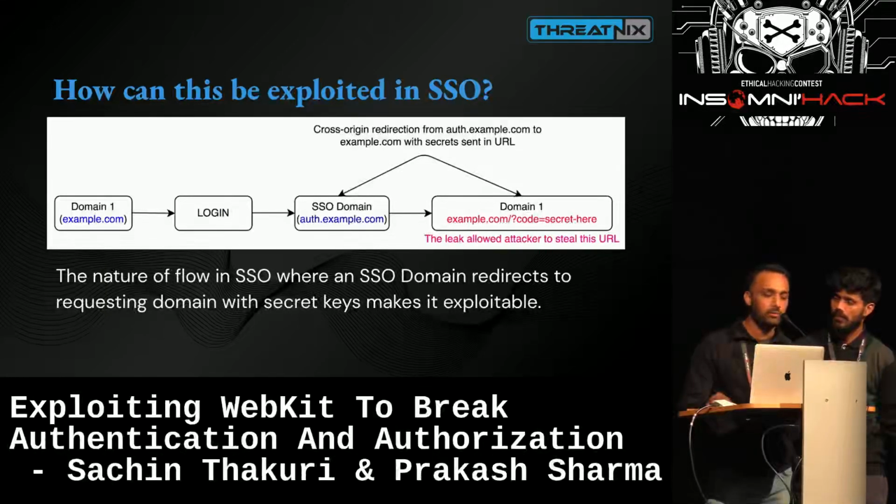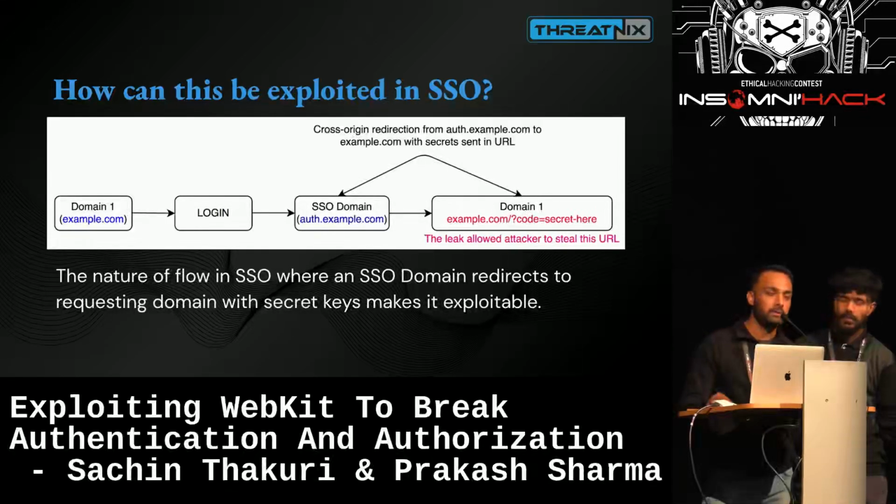Now, the common practice while implementing SSO is to use a different subdomain or an entirely different domain, which then doesn't meet the criteria to be defined as same origin. So the final redirection that happens from the SSO domain to the final domain, or in the case shown in the figure, from auth.example.com to example.com, will be cross origin, thus allowing an attacker to steal the final redirection URI.